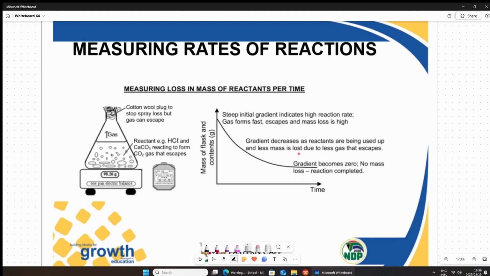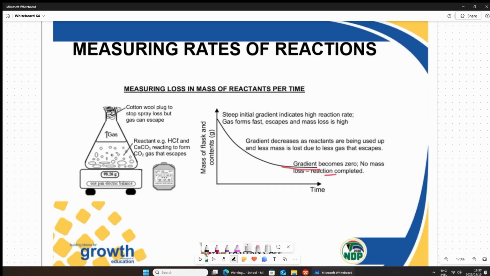When does the reaction end? It ends when the graph starts to get what? Level. It gets horizontal. Remember, the gradient of this graph is going to be equal to 0 if your shape is like this.